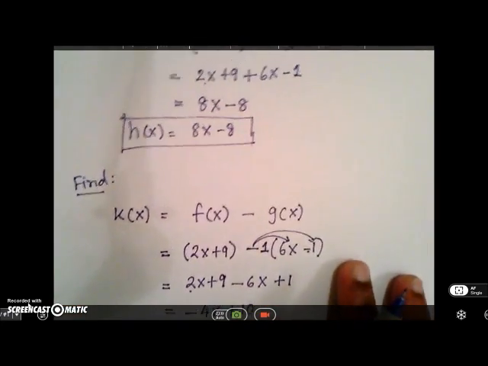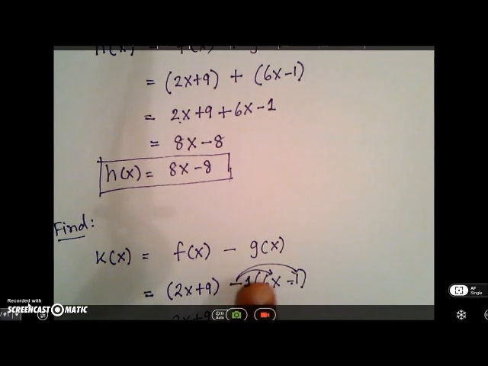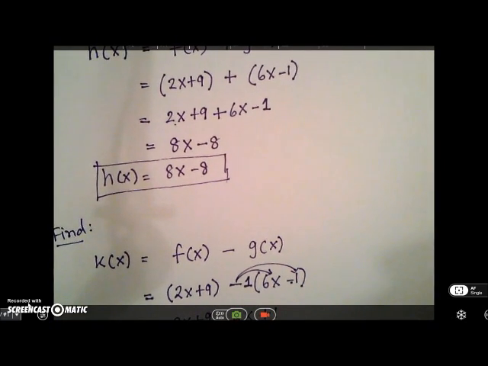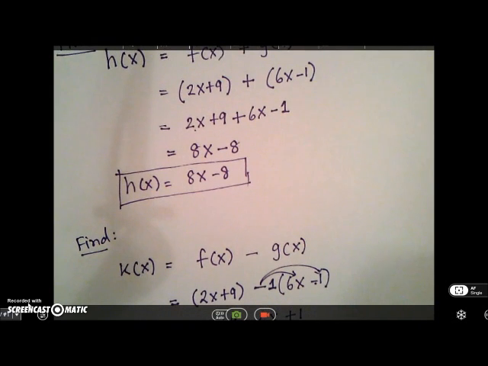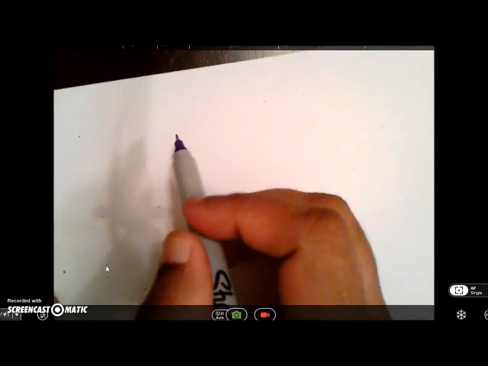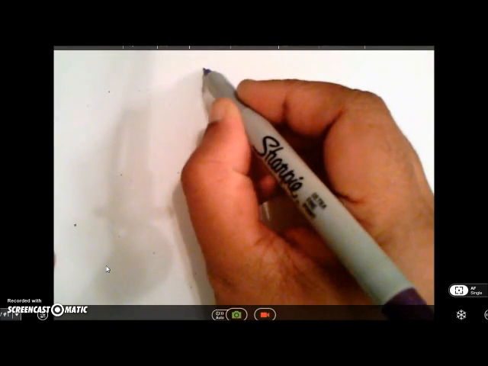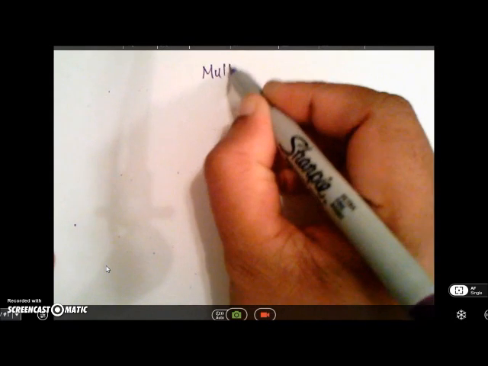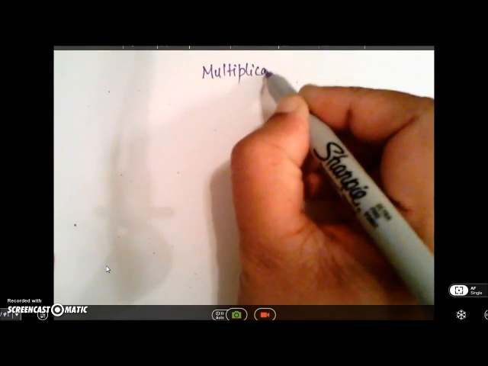So we performed addition and subtraction of two given linear functions. This is simple stuff. We have done this before, but it's just a new name. Alright. Now we're going to perform multiplication with two given functions.